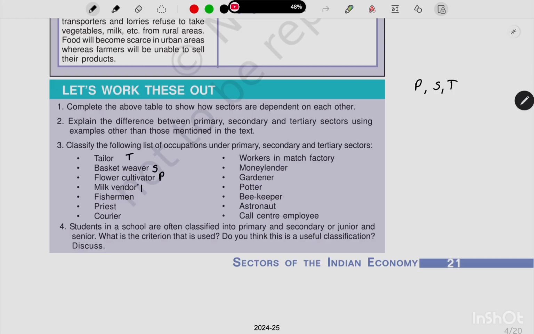Milk vendor, T. Fisherman, P. Priest, T. Courier, T. Workers in a match factory, S. Moneylender, T. Gardener, now gardener can be a service also, but still, gardener is a service mostly, so S. No, not S, T. Potter, that's secondary, S. Beekeeping, P. Astronaut, T. Call center employees, T.